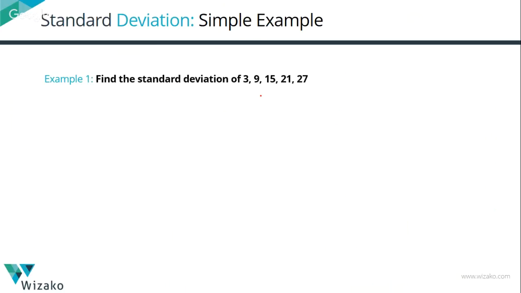Let's get started with a very simple question. Find the standard deviation of 3, 9, 15, 21, and 27. Step 1, let's compute the mean. Sum of these quantities divided by the number of quantities. 3 plus 9 is 12, plus 15 is 27, plus 21 is 48, plus 27, which is equal to 75. How many numbers do we have? 5 of them. 75 divided by 5 is equal to 15.